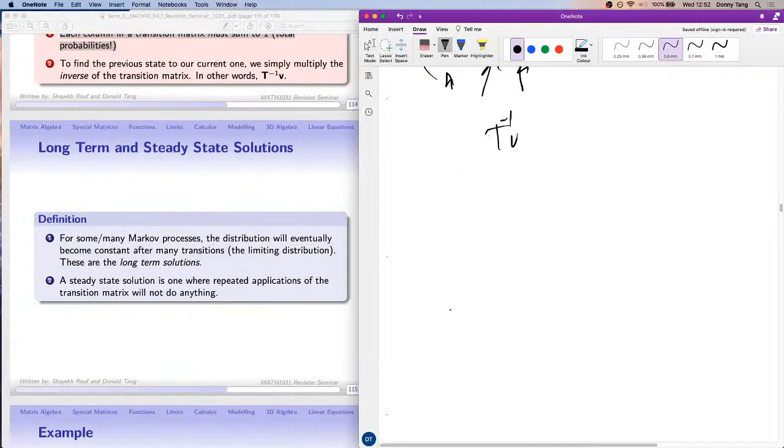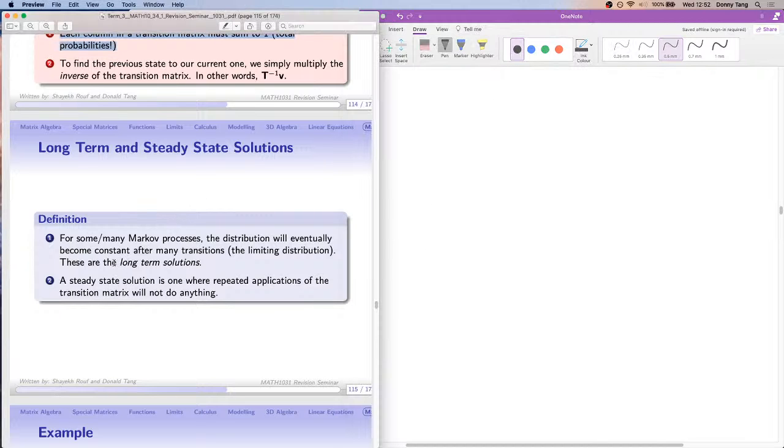Okay, so long-term and steady-state solutions. Basically, long-term solutions are what you get when you apply the transition matrix not 50 times, but like infinity times. The solution which doesn't change after repeated applications is called a long-term solution, and it's a steady-state solution. One where repeated applications of the transition matrix will not do anything. So everything will eventually reach a steady state. Not every Markov process has this condition; some just alternate back and forth, but a lot of them definitely do.